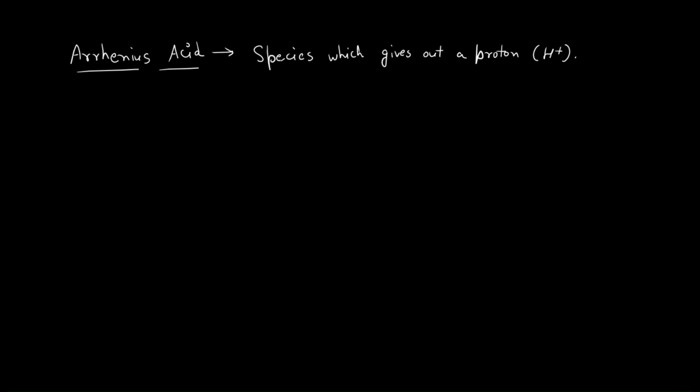Example is HCl. HCl can dissociate to give us H plus ion and Cl negative ion. So because of this H plus ion which it gives out, it is called an Arrhenius acid.